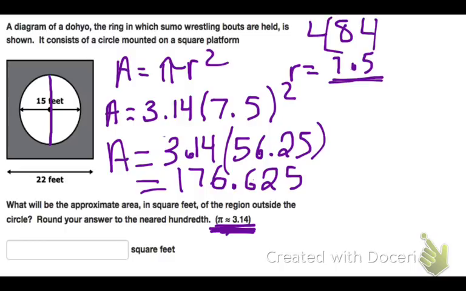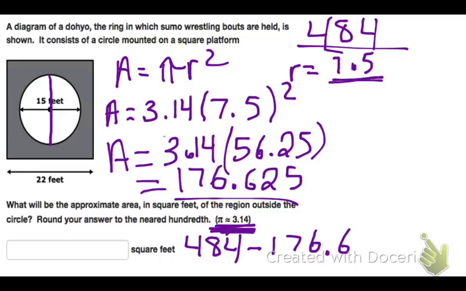Alright, so now I have the area of the square and the area of the circle. My last step is to just subtract them. So I'm going to write it down here, 484. I'm going to take that square and subtract the circle, because that's not included, because that is its own thing. 176.625. And that will give me 484 minus 176.625. That gives me 307.